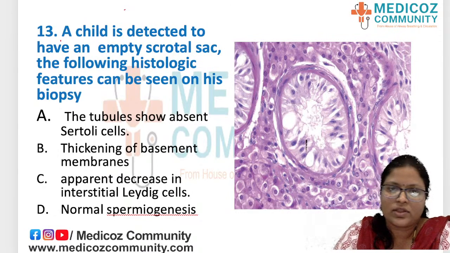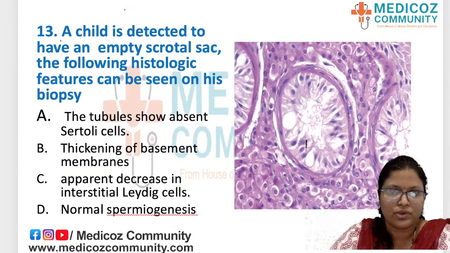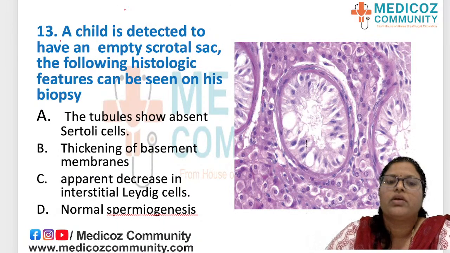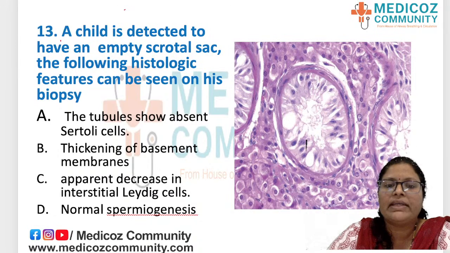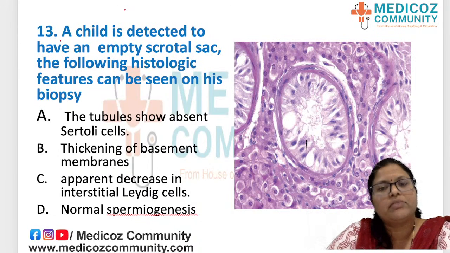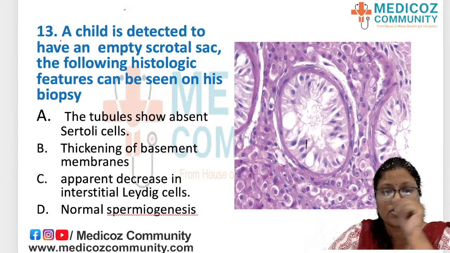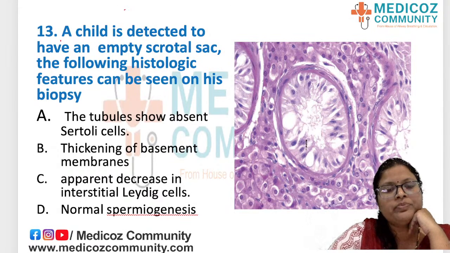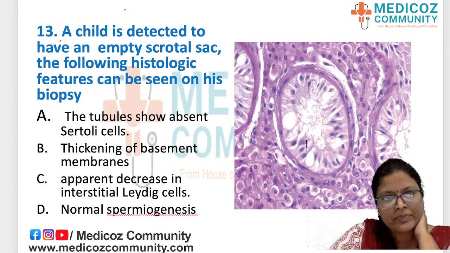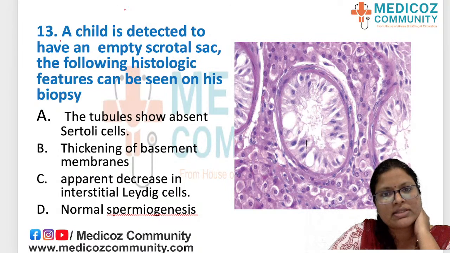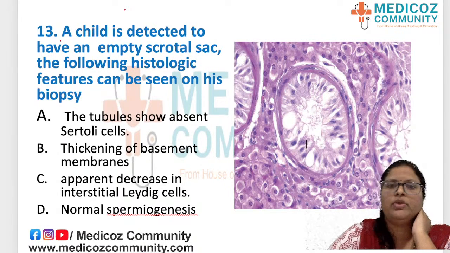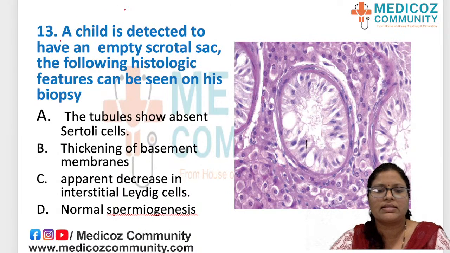So what is this question? This is question number 13 because it's part 2. A child is detected to have an empty scrotal sac and they have done a biopsy, and what they're showing here is the biopsy picture. Which of the following histologic features can be seen on his biopsy? A. Tubules show absent Sertoli cell. B. Thickening of basement membrane. C. Decrease in interstitial cells of Leydig. D. Normal spermiogenesis. So what do you think is the answer?